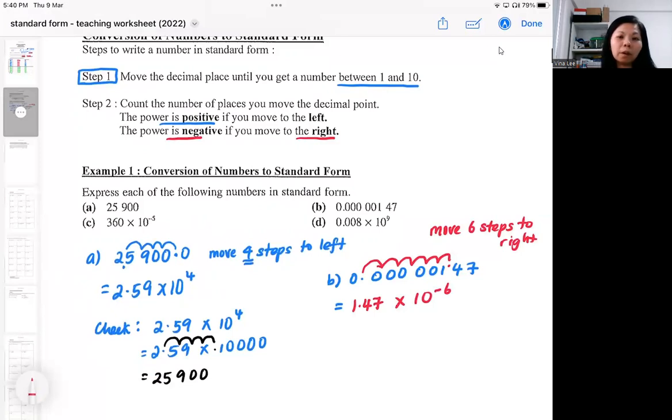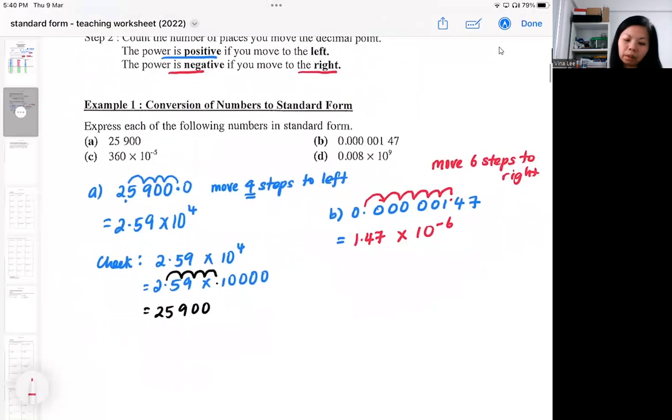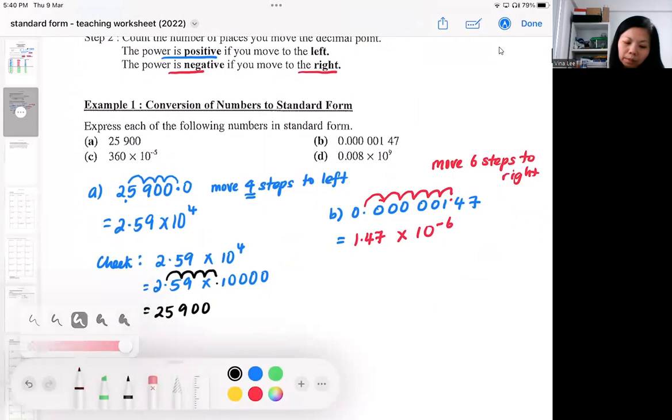So when you see standard form with a negative power, that means it's actually a very, very small number. Okay? So that's how we can do it, or you can do it your way if you already have a certain way of doing it.